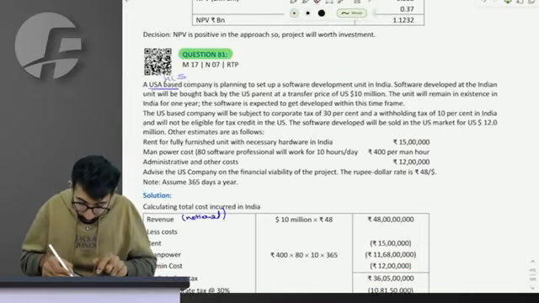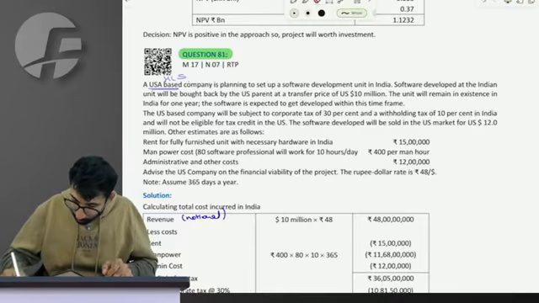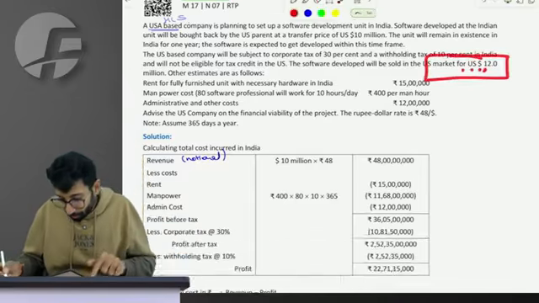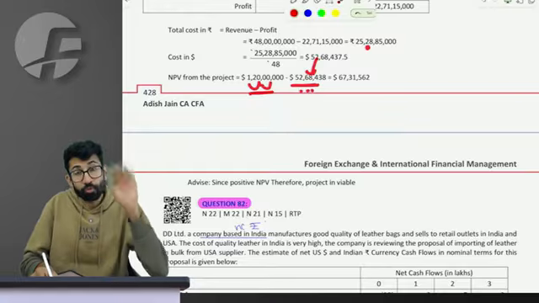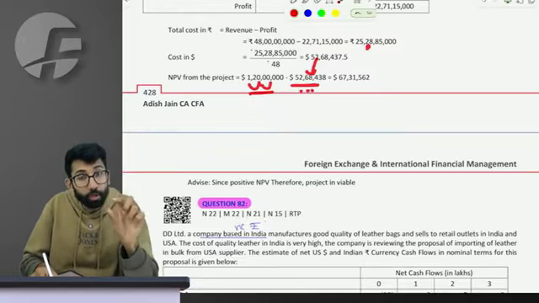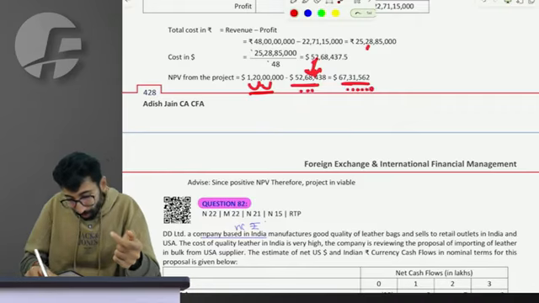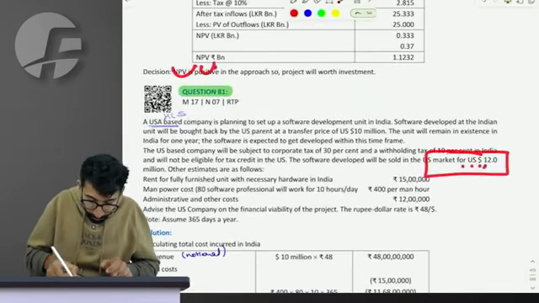Similarly, the dollar inflow is 12 million when you sell that project in the US. So from that inflow, if you deduct the rupee cost outflow, those five costs converted to dollar, you will get the dollar amount of NPV. That is the explanation of this particular question.